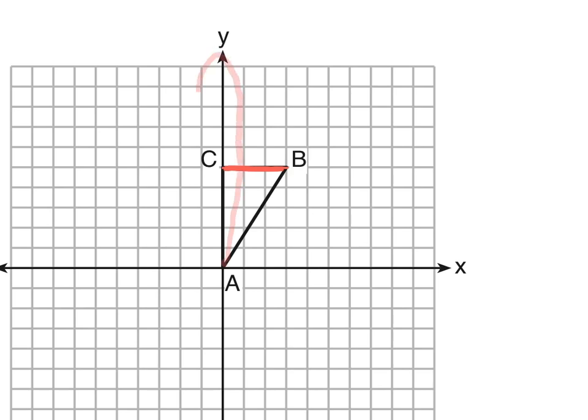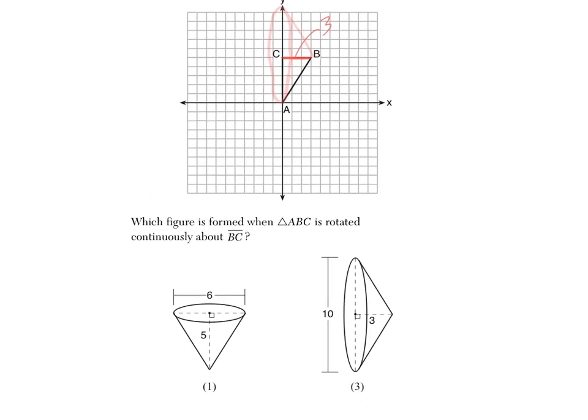So if it's rotated around it, it's going to look a little bit like this. You can sort of imagine what that would look like. And so that means that BC is the height. So if BC is the height, this has got a height of 3 units. That's the height. Let's take a look at our 4 options.